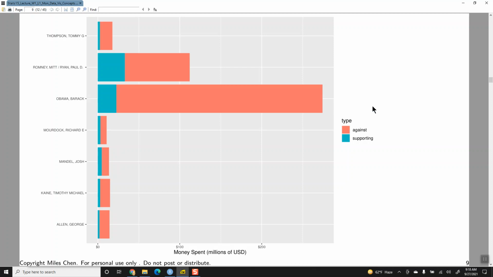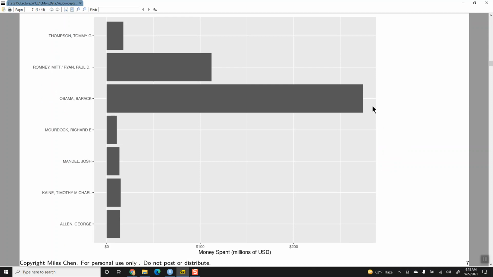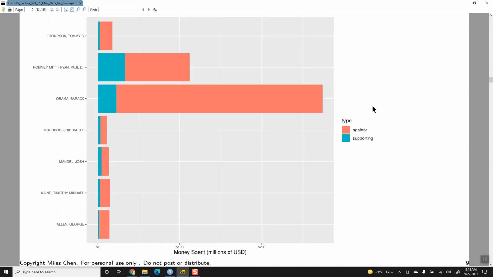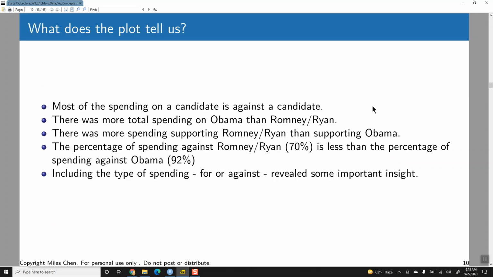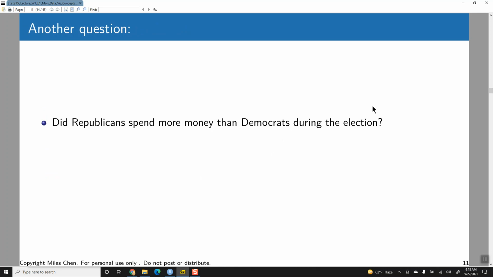And again, it requires some knowledge and what we call domain expertise. You have to be familiar with how the political campaign spending works in order to really make sense of this graph, where you need somebody to explain it. Otherwise, you can look at this and just say, ta-da, I'm done, and not realize that this isn't telling the whole story, right? Okay, so I think this summarizes everything that I wrote. And including the type of spending, whether it was for or against a candidate, is an important piece of information that we need to include, right?